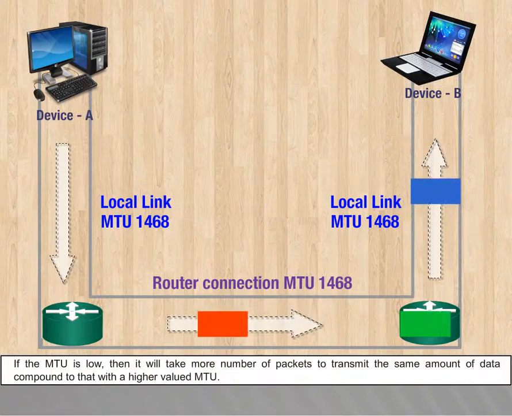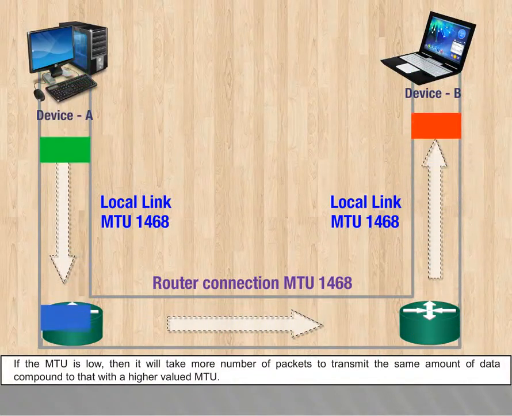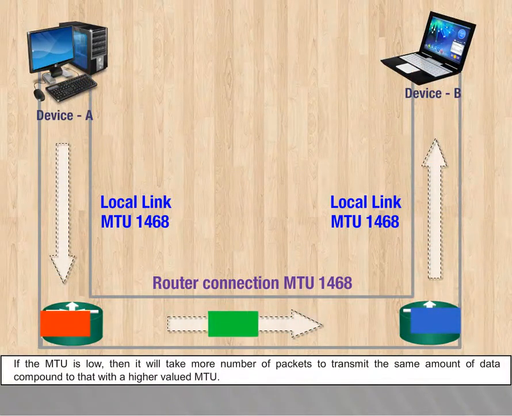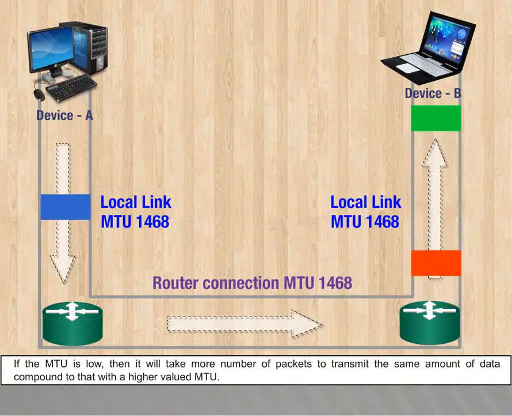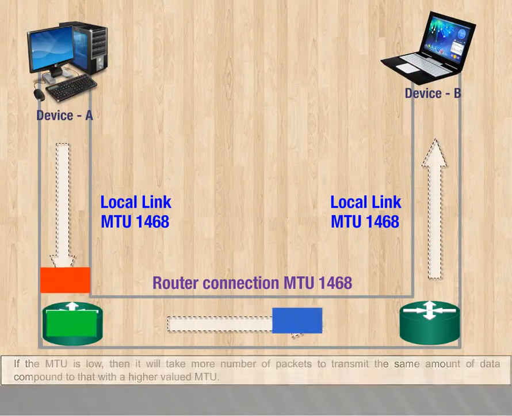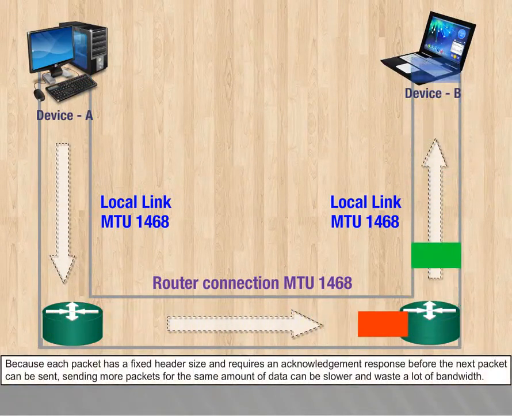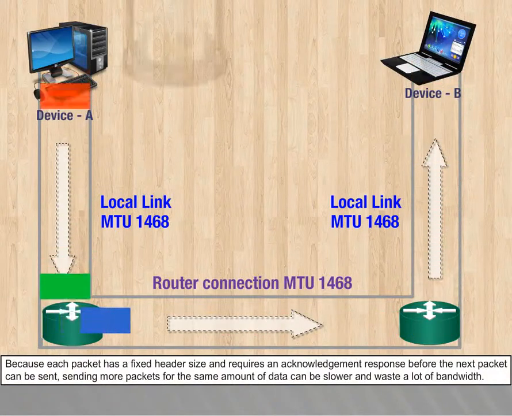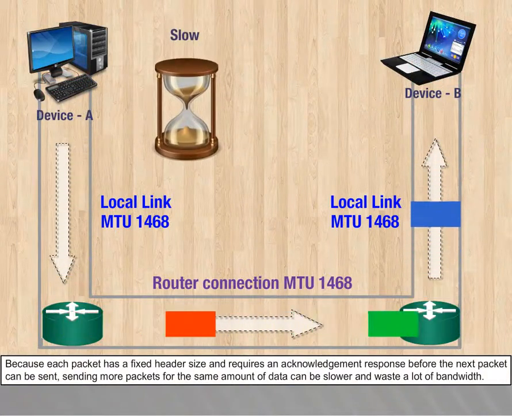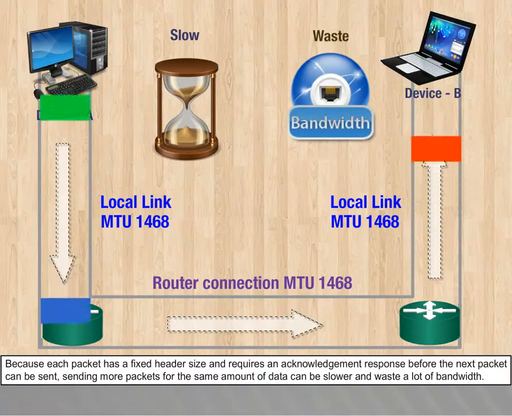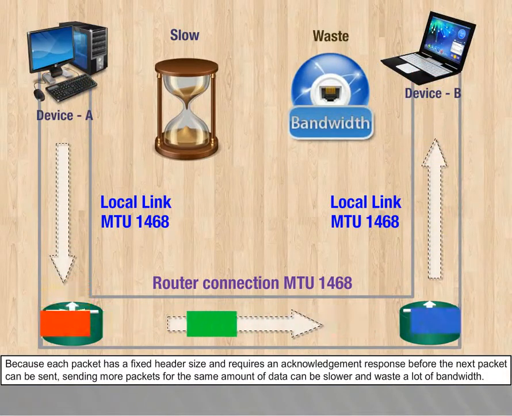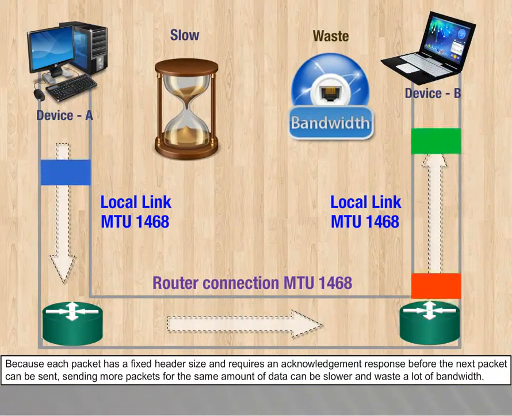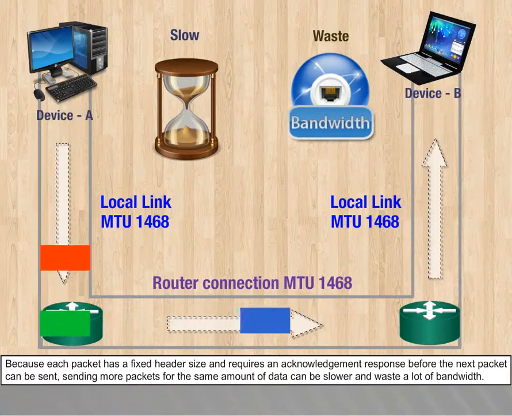If the MTU is low, then it will take more packets to transmit the same amount of data, compared to a higher valued MTU. Because each packet has a fixed header size and requires an acknowledgement response before the next packet can be sent, sending more packets for the same amount of data can be slower and waste a lot of bandwidth.